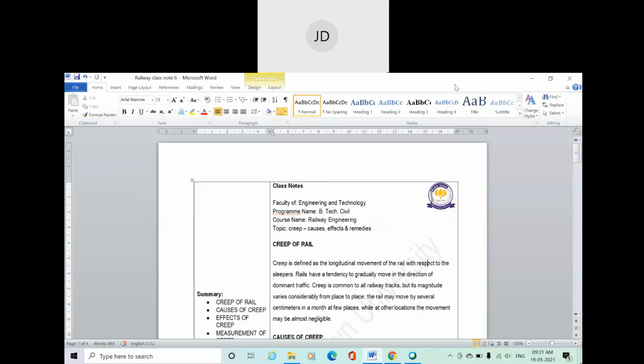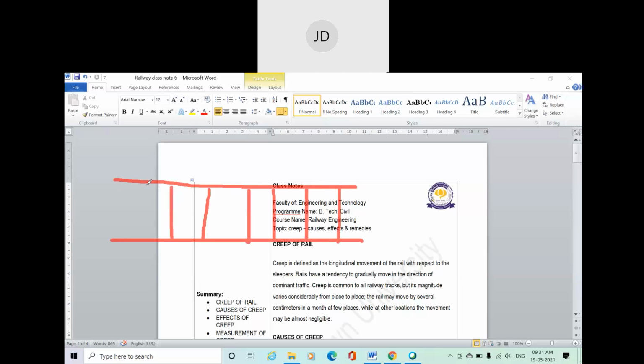Wait, let me draw again. Let me draw a straight line. It is not exactly straight, but okay. So suppose initially the railway line is like that. Okay, this is your sleeper. Fine. Suppose the sleepers are like that.